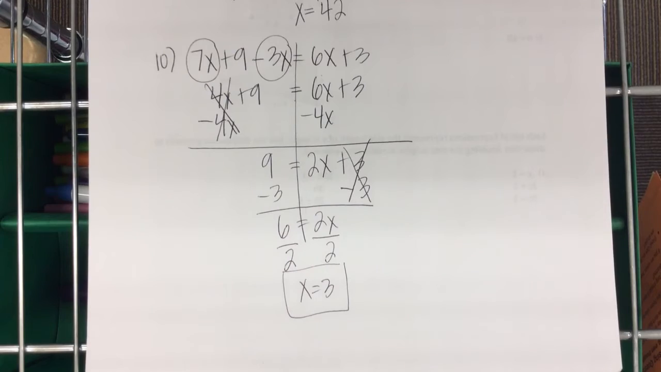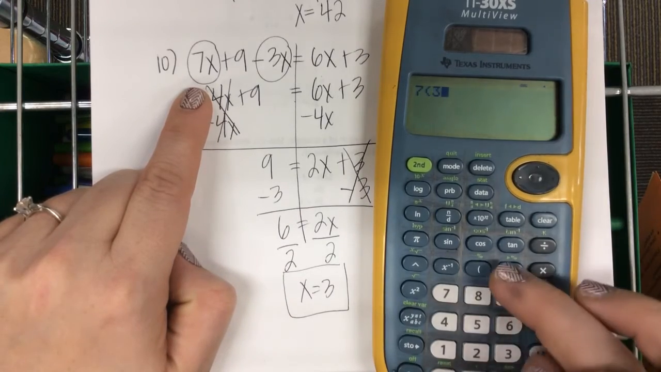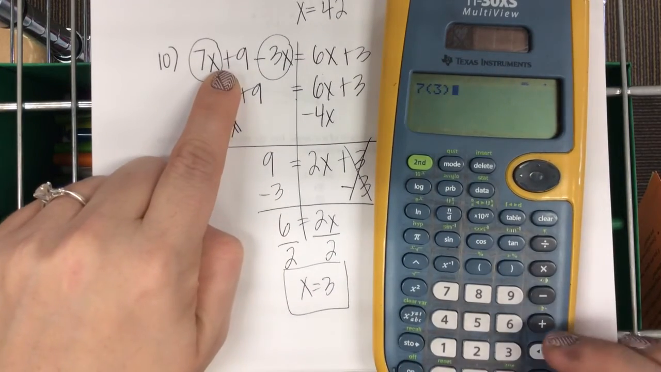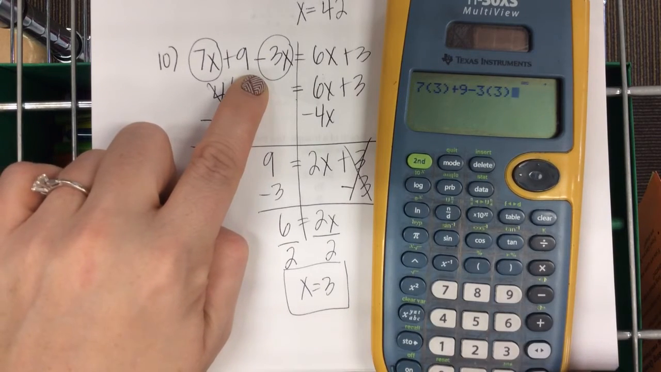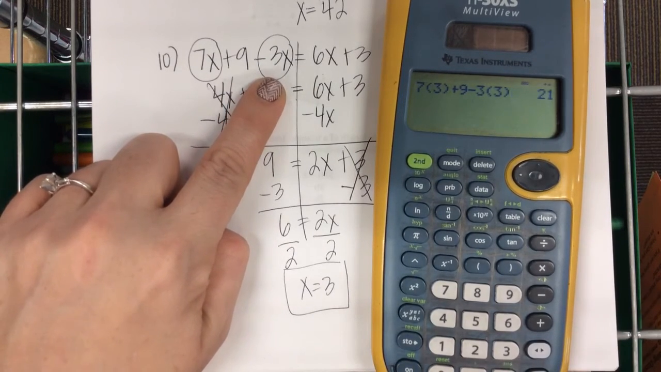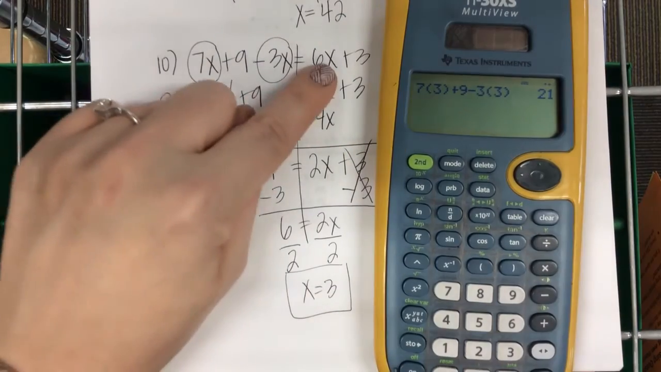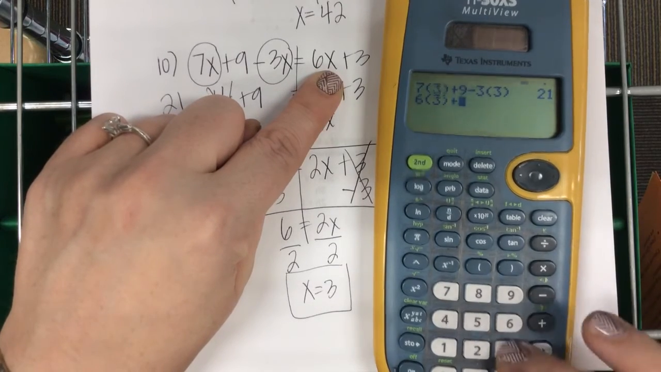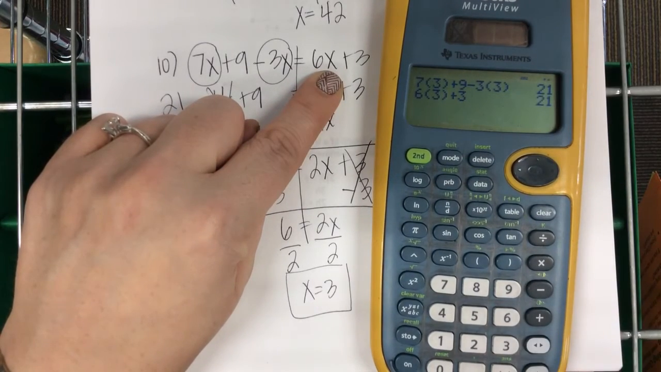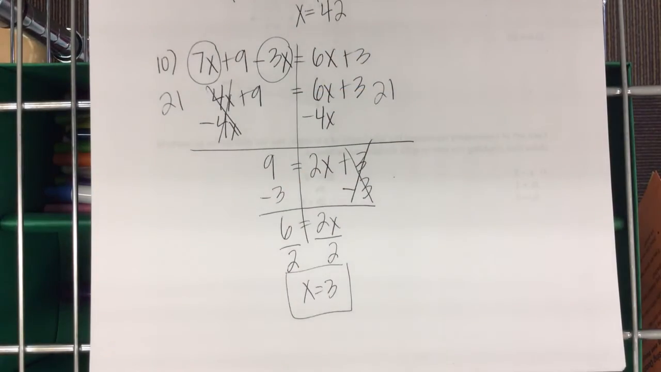And again, I would check it because this is your test. I would put in 7 times 3 instead of x plus 9 minus 3 and then 3 for x again, and I get 21 on this side. And then I'll do the same thing for the other side. 6 times 3 plus 3. And I get 21, and if they're both equal, I'm right.